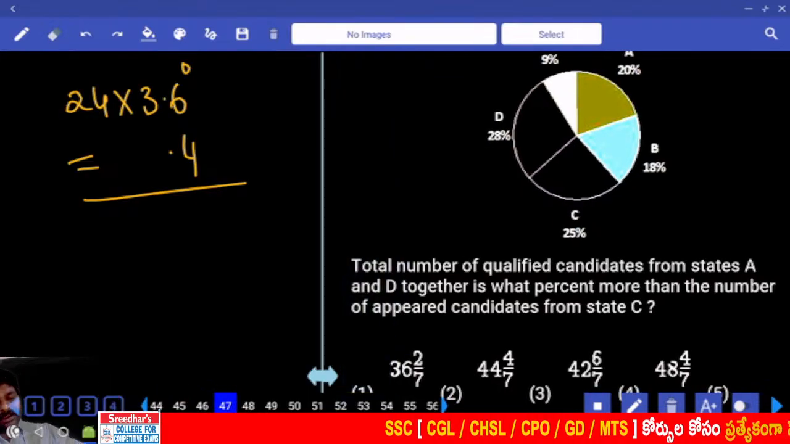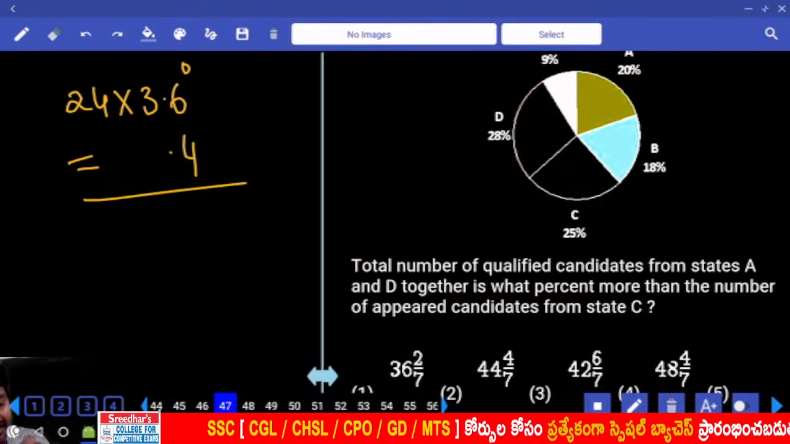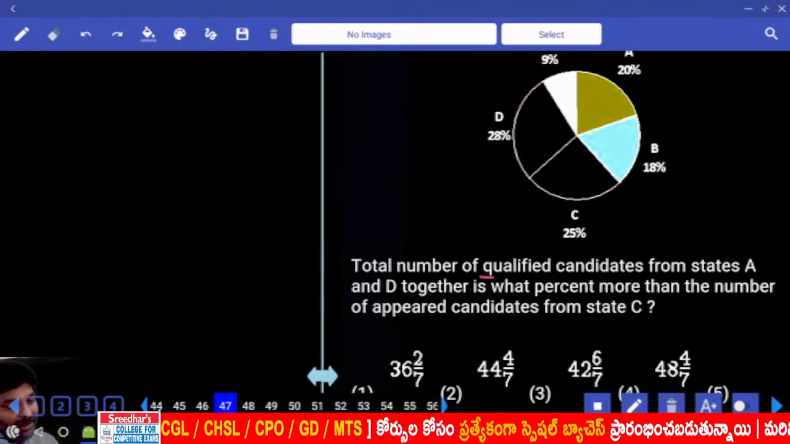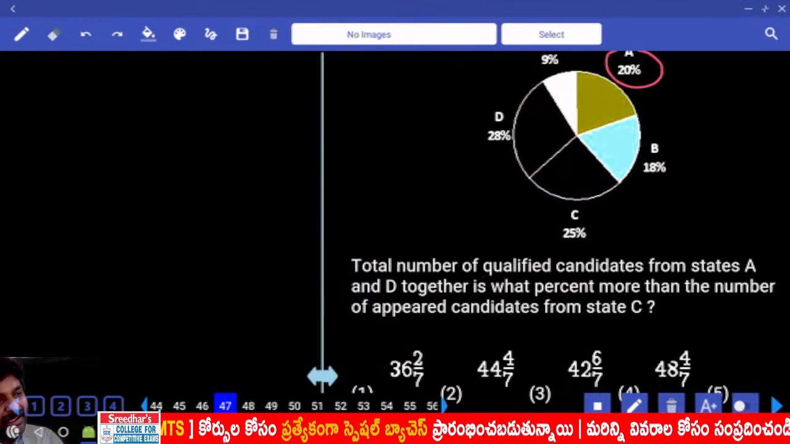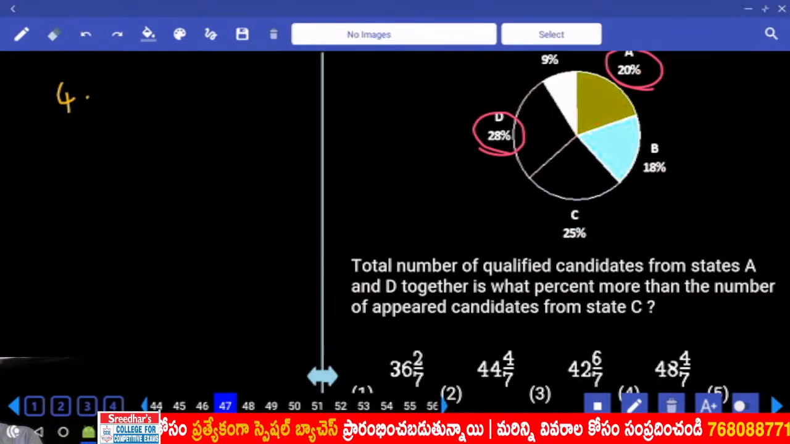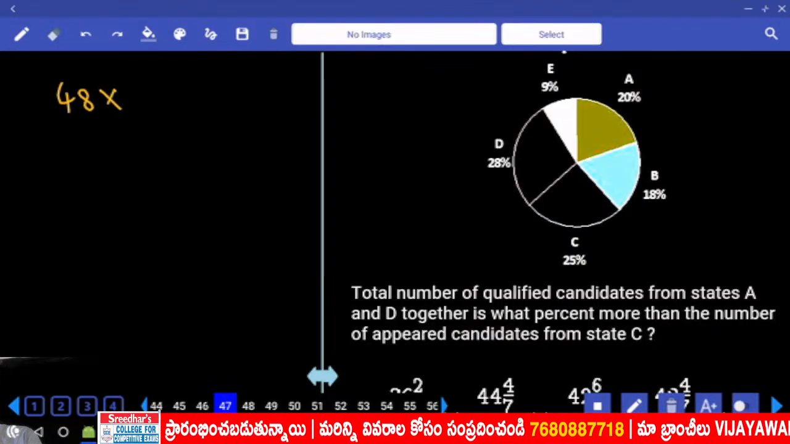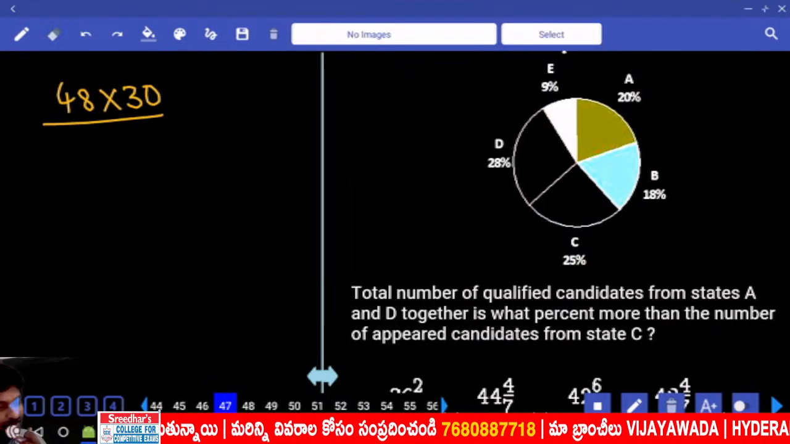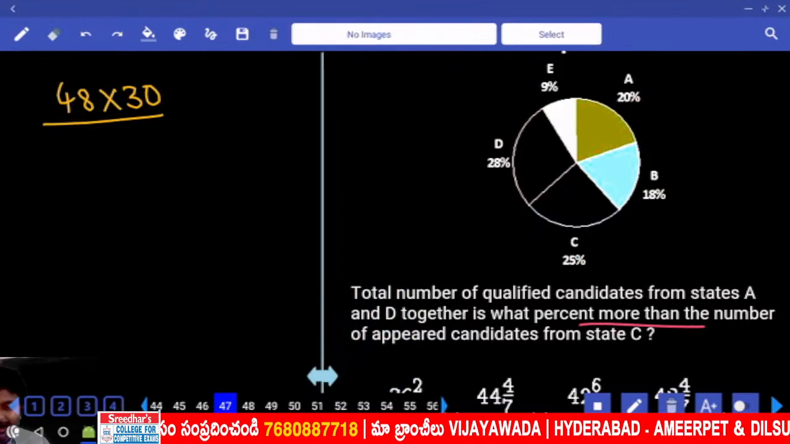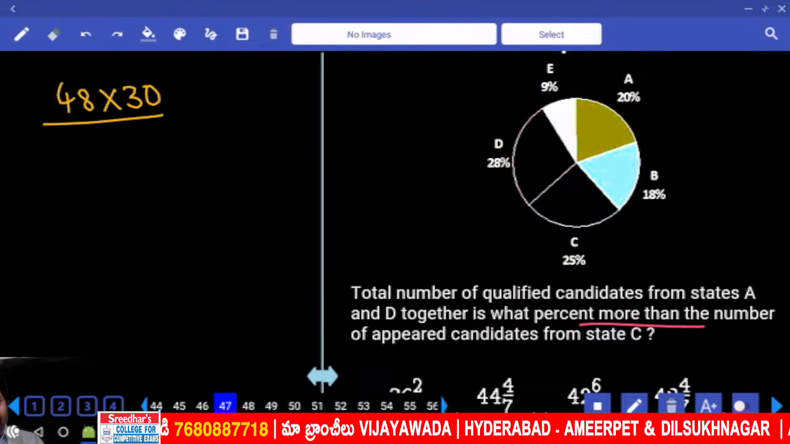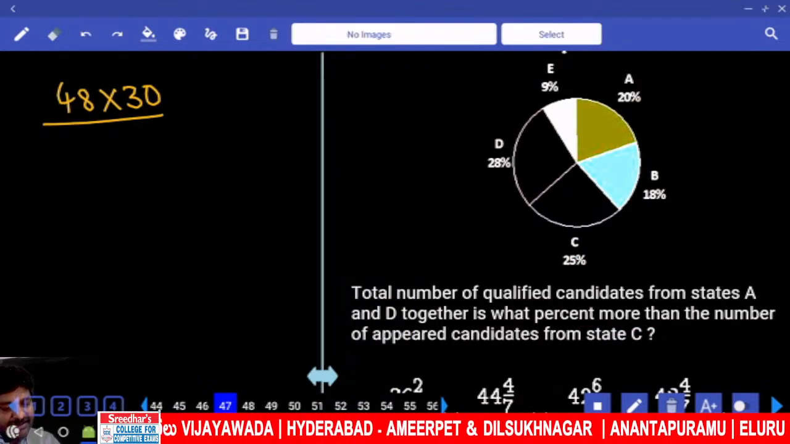Total number of qualified candidates from state A and D together is what percent more than number of appeared candidates from state C? Qualified candidates from A and D together. A and D, 48%. Calculated on which number? 3000, where 1% is 30. Is what percent more than? More or less or equal? We will do it later. Okay? Let me identify what percentage it is. Finally, we will calculate how much percent more. Is it okay?